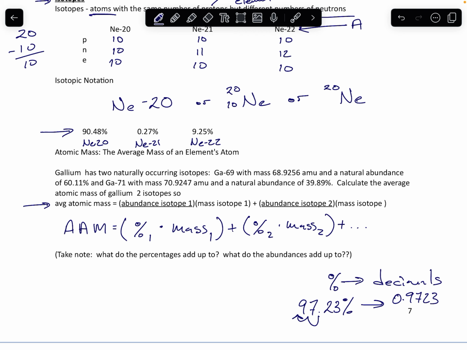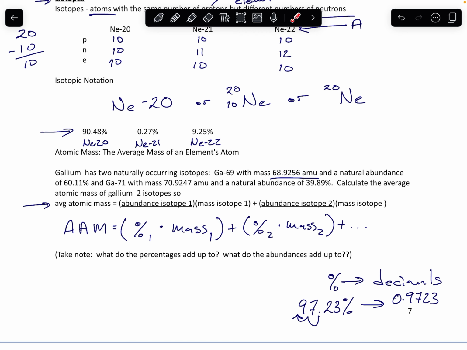So let's take a look here. Gallium has 2 naturally occurring isotopes: gallium-69, with its mass here in AMU, that's atomic mass units, and it has a natural abundance of 60.11%. And there's gallium-71, that is 39.89%. Calculate the average atomic mass of the 2 isotopes.